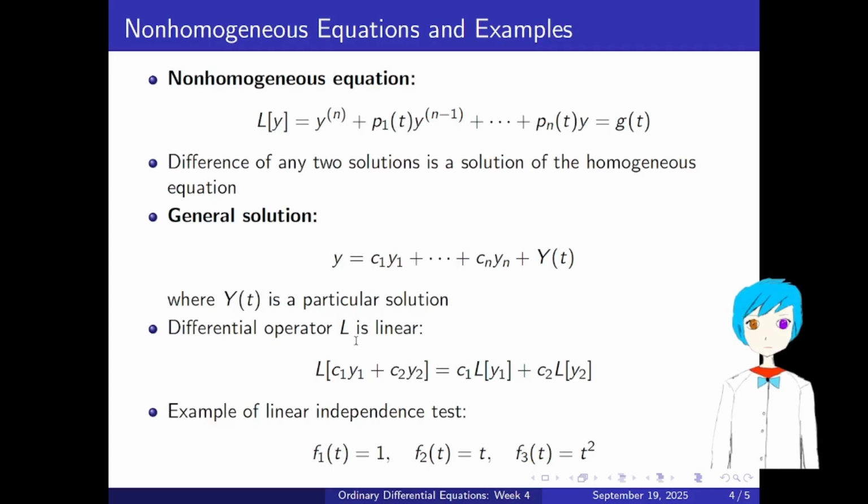Linear differential operator again means if we have a function c1 y1 plus c2 y2, then L acting on this function equals c1 L y1 plus c2 L y2. So what does it mean to have a linearly independent set of solutions? For example, 1 and t squared form a set of linearly independent solutions because the Wronskian is a non-zero constant.